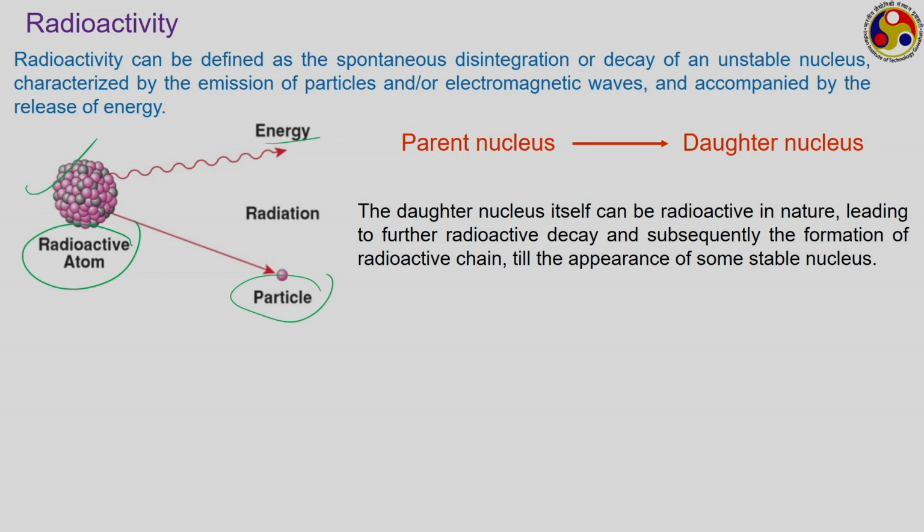Now, if you think about the periodic table, then the particles having a large atomic number, generally we talk about an atomic number of 82 onwards.